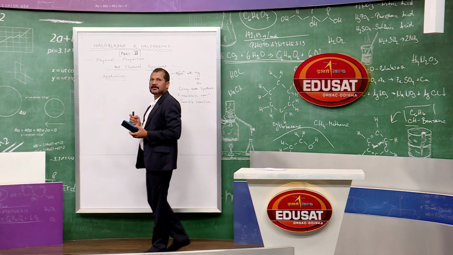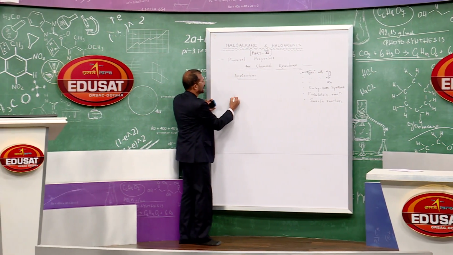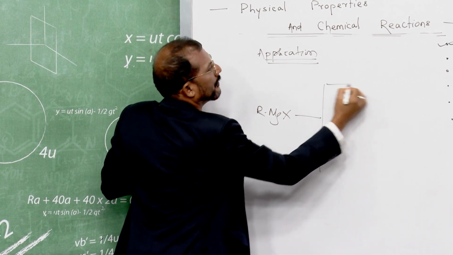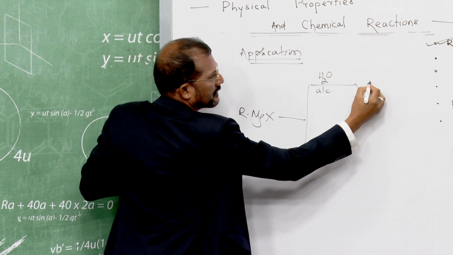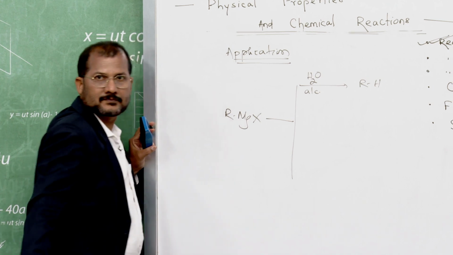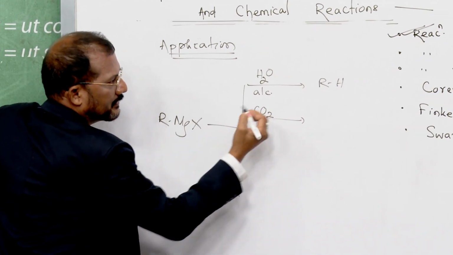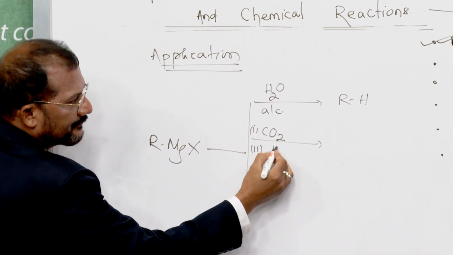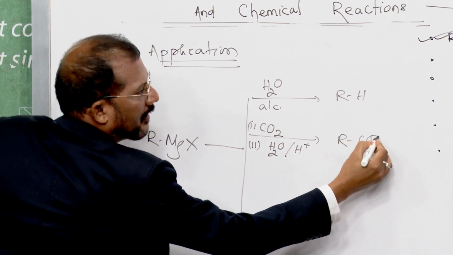Whenever Grignard's reagent reacts with any compound having active hydrogen, suppose this is the Grignard's reagent RMgX, when it reacts with any compound having active hydrogen like water, alcohol, etc., it produces alkane. Grignard reagent, when it reacts with carbon dioxide and on subsequent hydrolysis in acid medium, produces carboxylic acid.